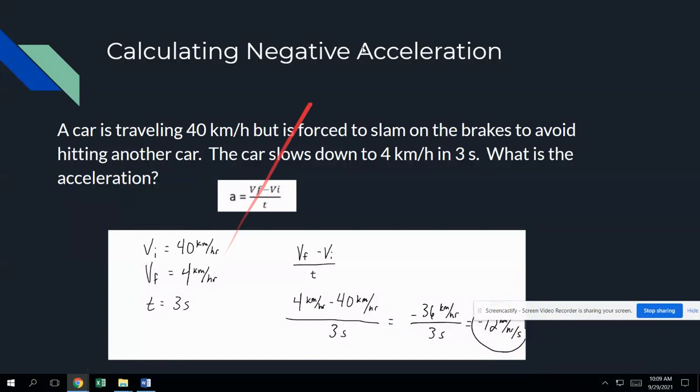That's my initial velocity. But it's forced to slam on the brakes to avoid hitting another car. The car slows down to 4 kilometers per hour. That's my final velocity. That's how fast it's going at the end. And that took 3 seconds. All right. So my final velocity, that number, I'm going to write in the 4. That's how fast I'm going at the end.